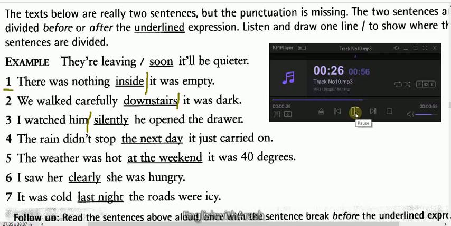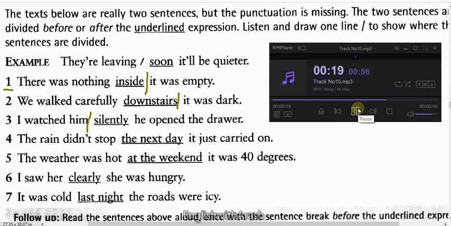4. The rain didn't stop the next day. It just carried on. Yeah, good element. The adverb goes for like a different verb. So it says the rain didn't stop the next day. It just carried on. And the next one.